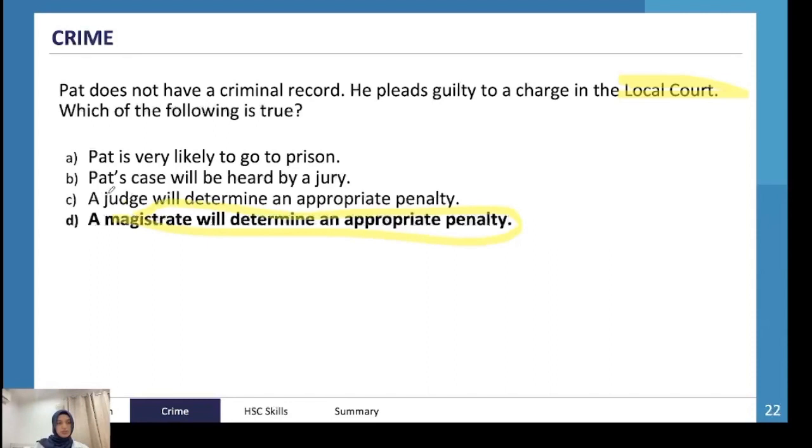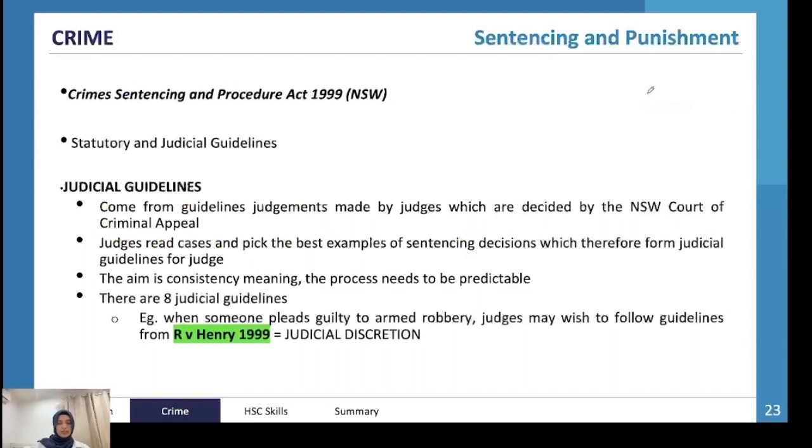It won't be a judge because there's no judge in the local court, there's no jury, and it is actually very unlikely to go to prison because he doesn't have a criminal record, he's pleaded guilty, and it's in the local court, so chances are it's a small offence. A smaller or summary offence.